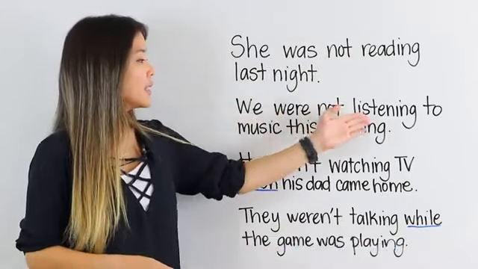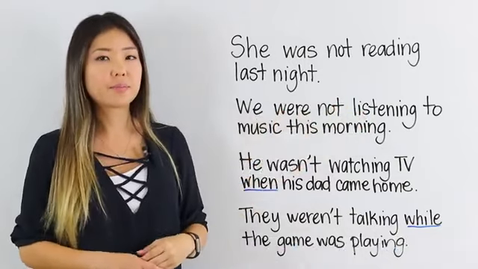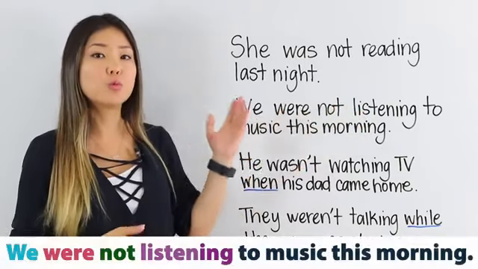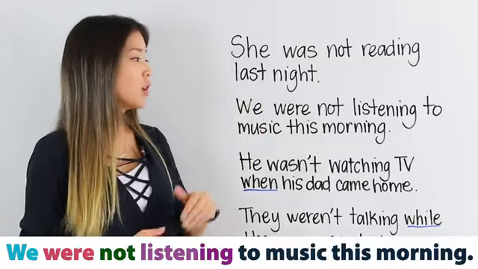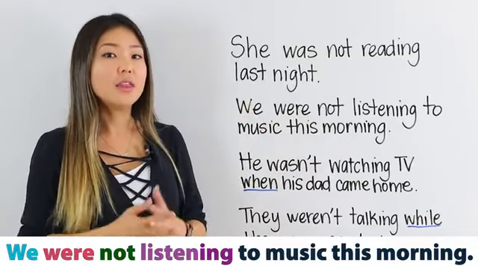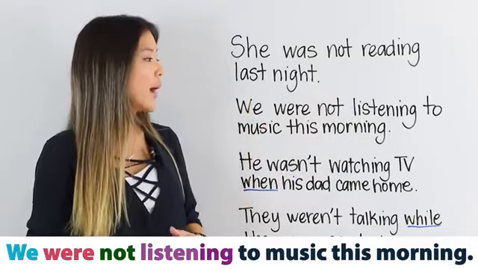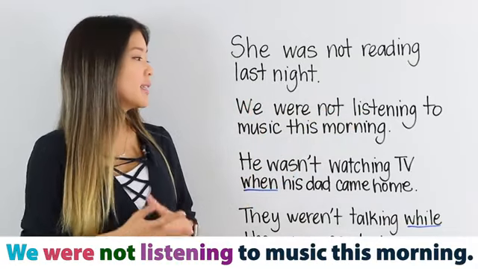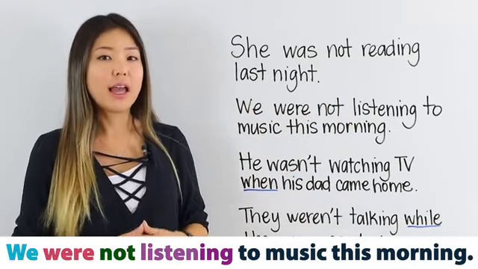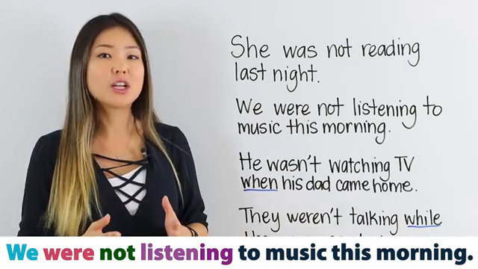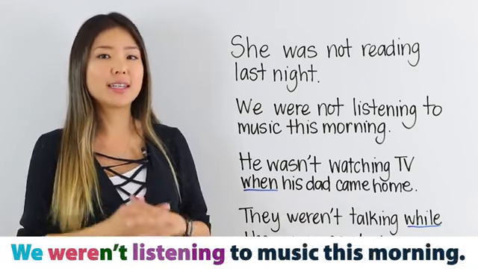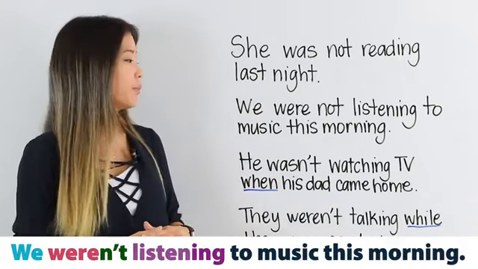We were not listening to music this morning. In this case, the subject is we, and so we use were. Again, not comes before the verb ing. We were not listening to music this morning. Again, I can use a contraction and say, we weren't listening to music this morning.